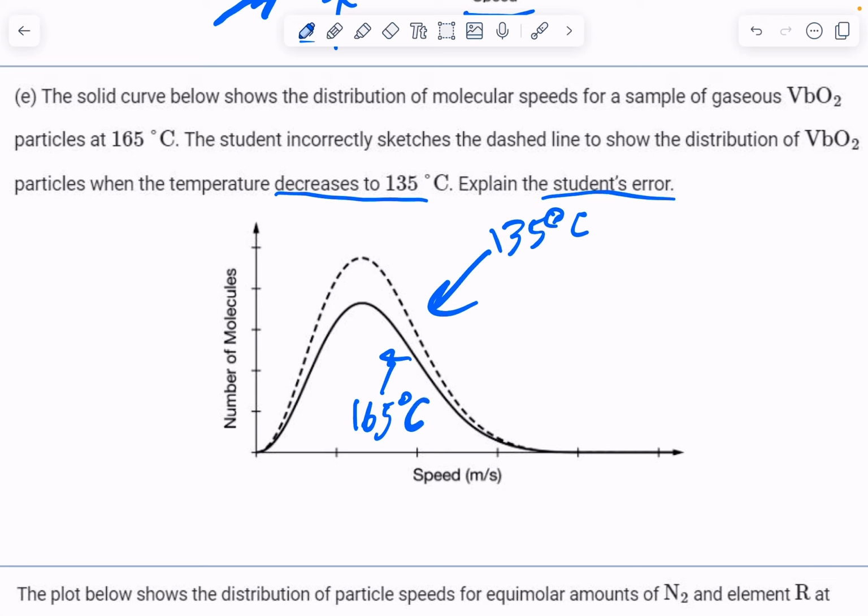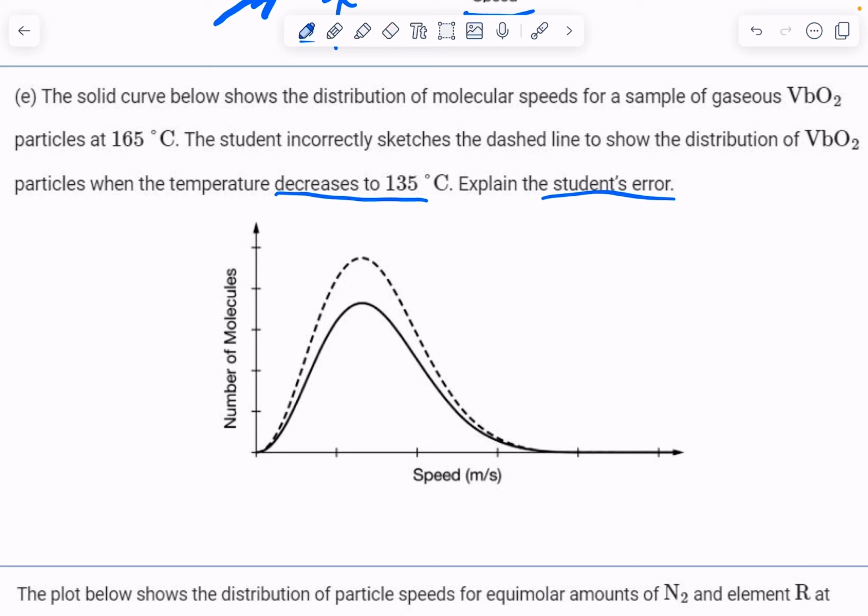So first off, the dashed line is showing that there are now more particles moving at the same speed as before. So that's not really what this curve is trying to show. We're trying to see a difference in temperature change. Well, if we're changing temperature, we're changing the average kinetic energy, okay? Which means these molecules are going to have less energy than at 165 degrees. So we should see a shift to the left with more molecules moving at slower speeds because they have less energy.